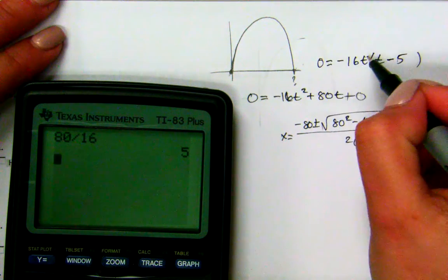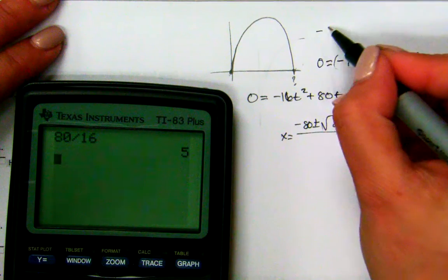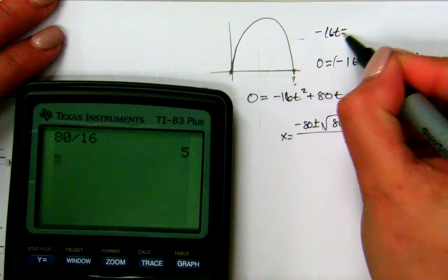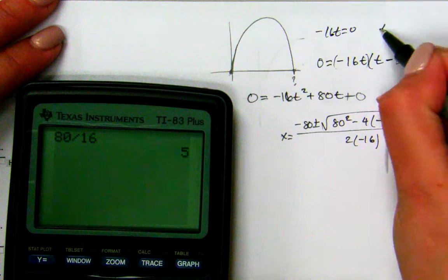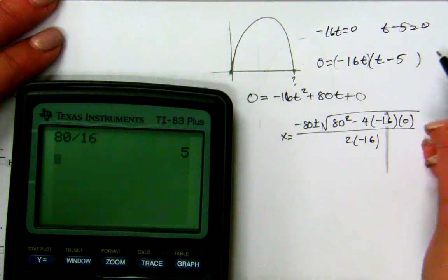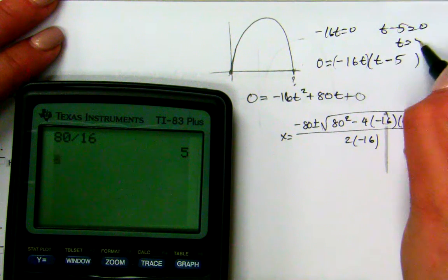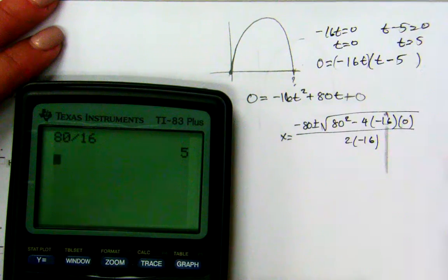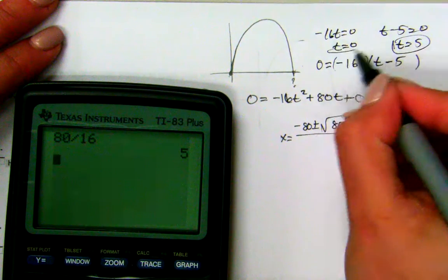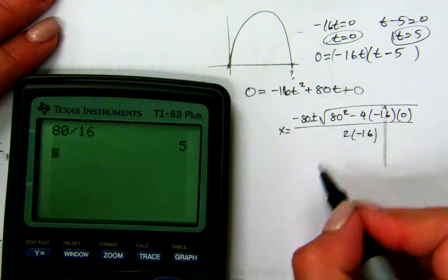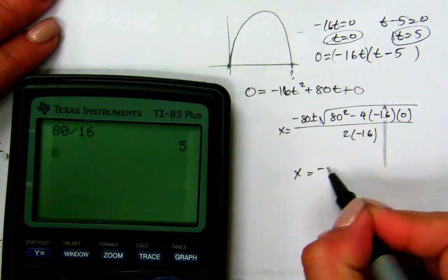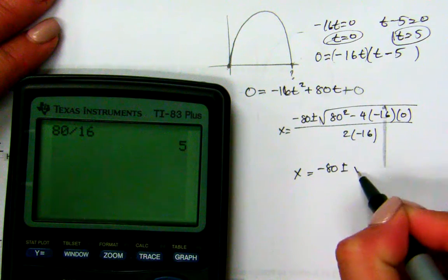And then you get two things, you can set them equal to 0. So negative 16t equals 0, or t minus 5 equals 0. And then you get t equals 0, or t equals 5. So time is 5, time is 0. Now, if you do the quadratic formula, you should still be able to get the same thing. It doesn't matter which one you do.